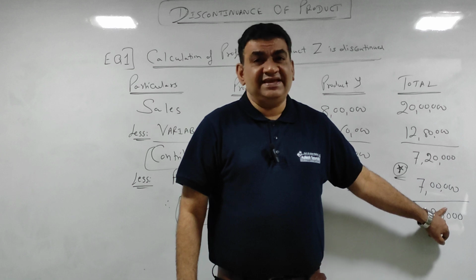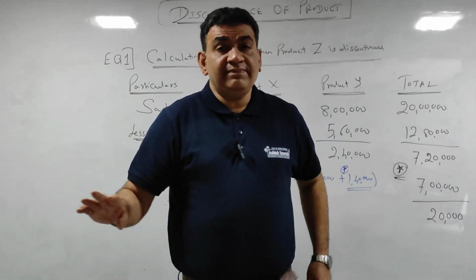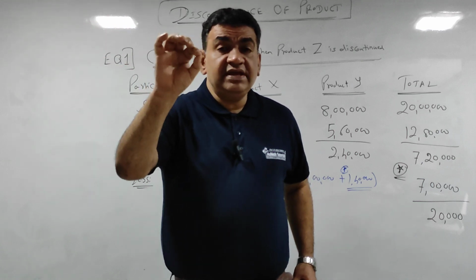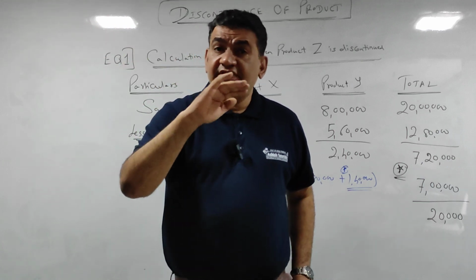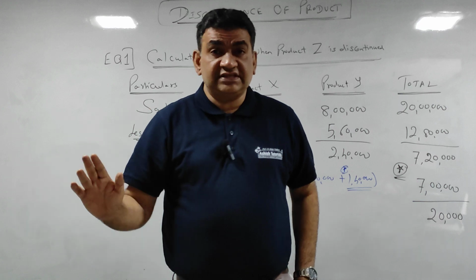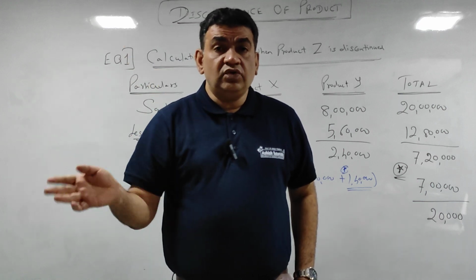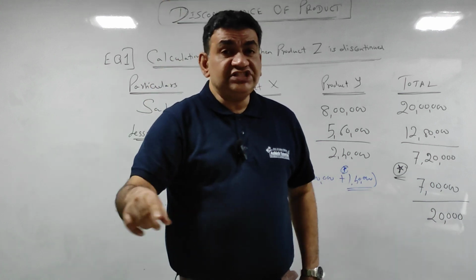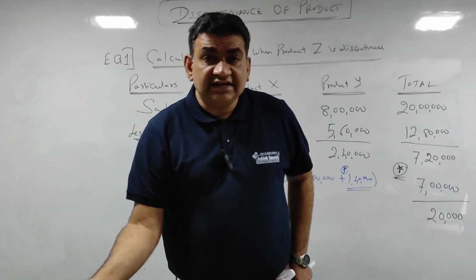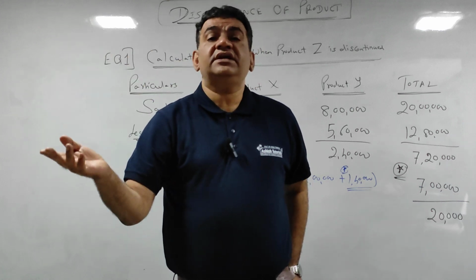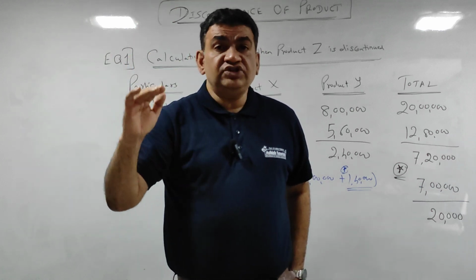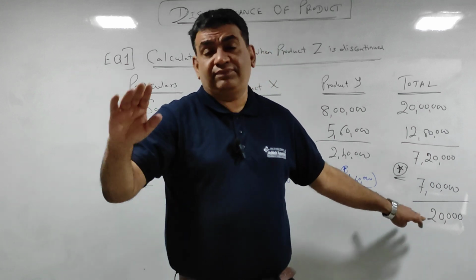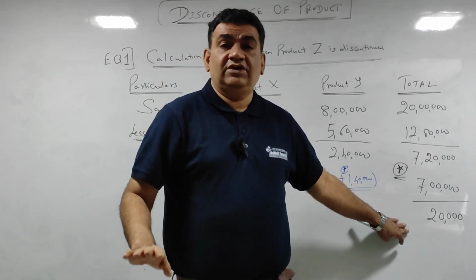My fixed cost is the same. Getting it? I closed product Z, but product Z was giving me a contribution of 1 lakh. Fixed cost, nothing is mentioned, remains fixed. Whether I close Z or not, my total fixed cost will remain 7 lakh. But because I have decided and am proposing to discontinue Z, my contribution has come down by 1 lakh and because of that my profit also has come down by 1 lakh.